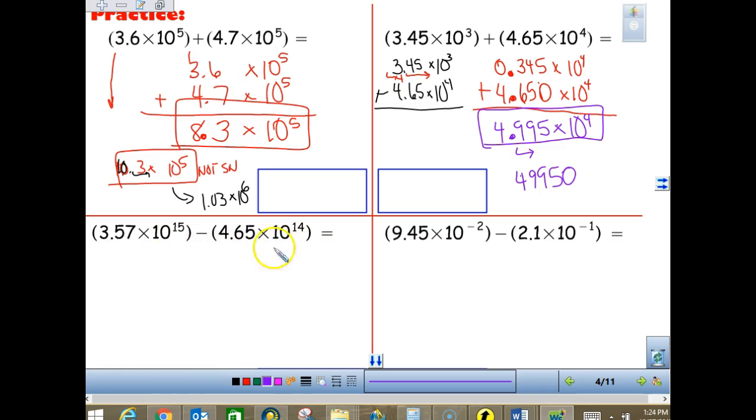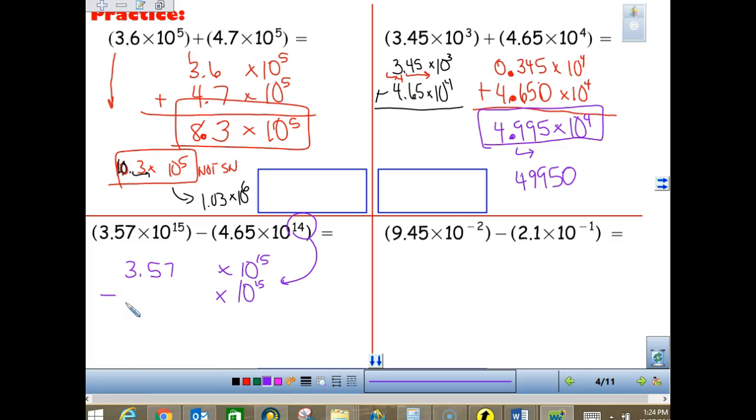We're going to do subtraction. We have 10 to the 15th and 10 to the 14th. 3.57. We're going to write that problem down first, so 3.57. We're going to leave a little room. We're going to put times 10 to the 15th. We know this one has to be changed to be 10 to the 15th. Please tell your shoulder partner right now what you think this decimal is going to be.